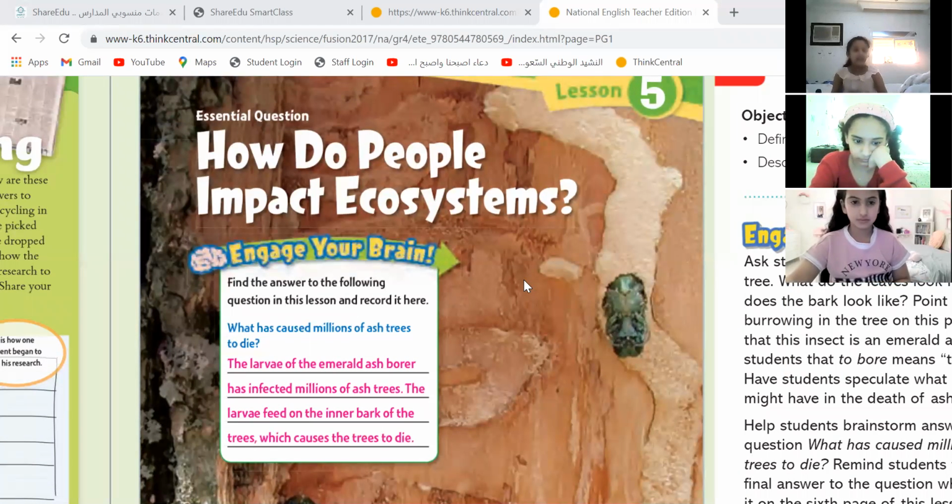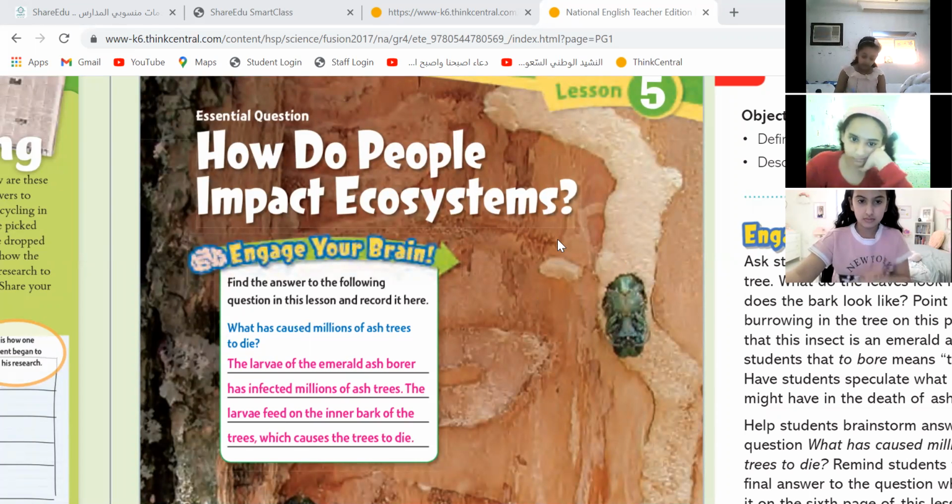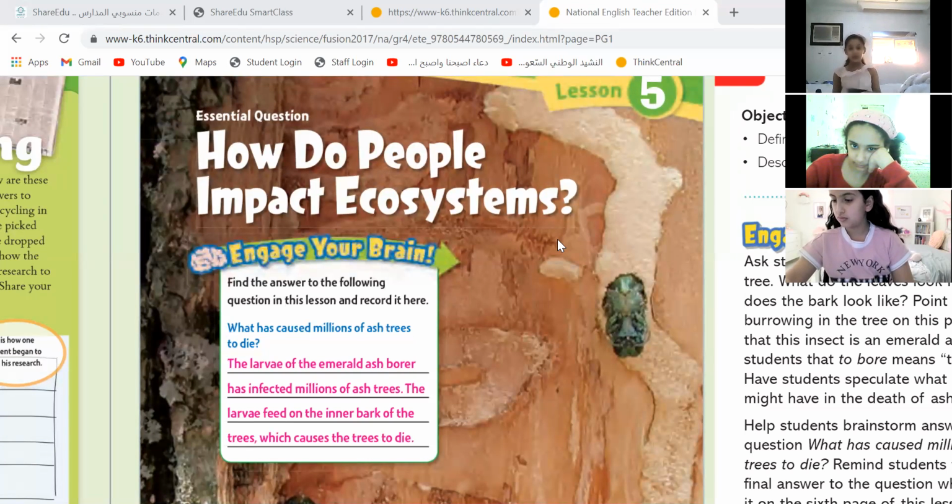Now, take a look at this page. It's page 221. What has caused millions of ash trees to die? This is an ash tree, okay? It's called an ash tree. What causes it to die? From the picture, what do you think it is? A big giant trash thing.